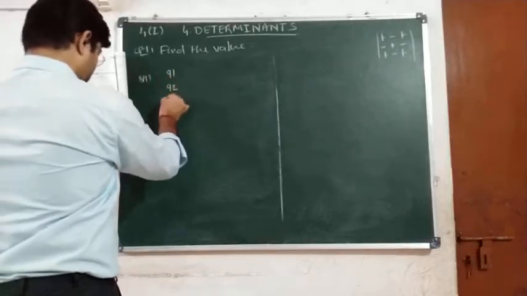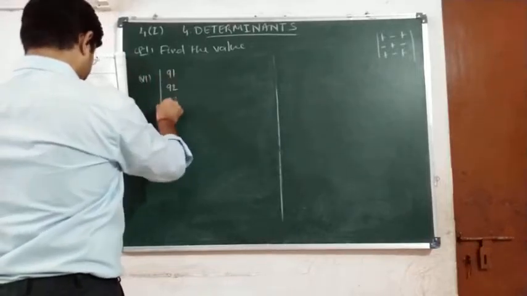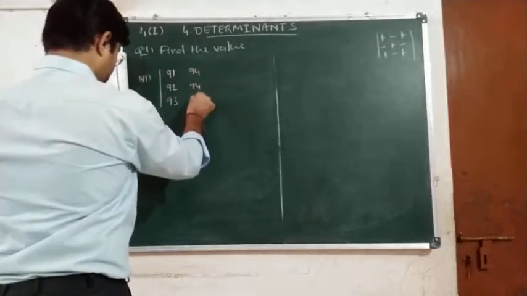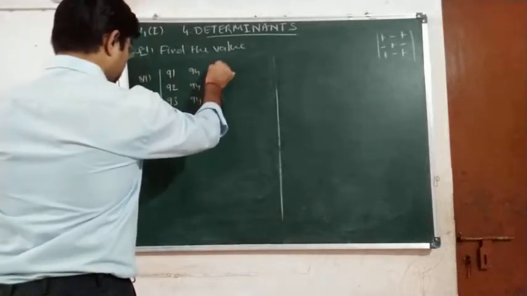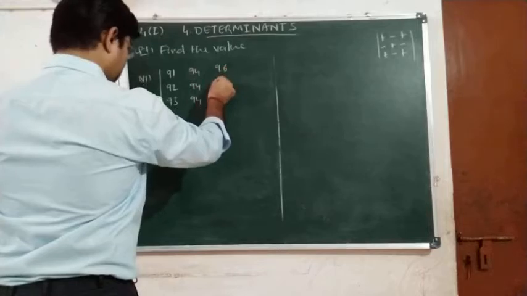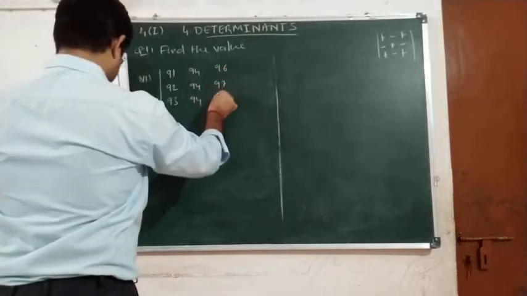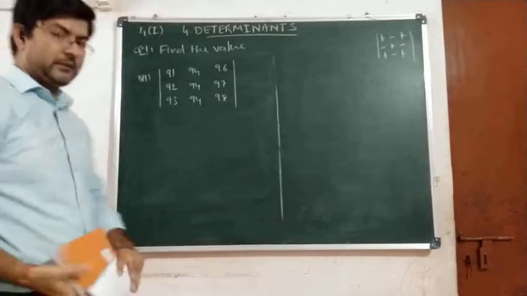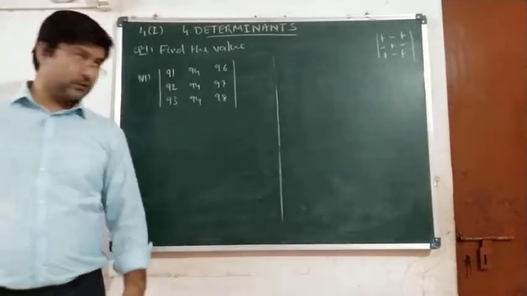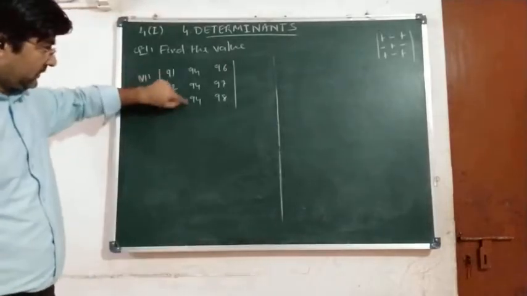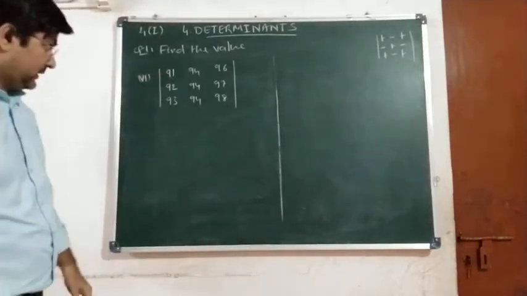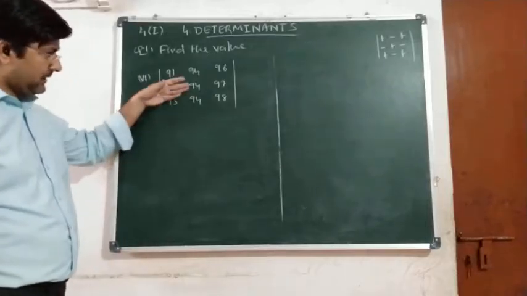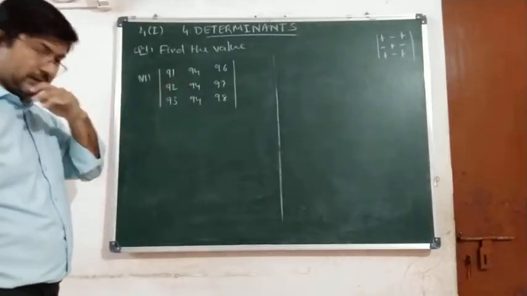91, 92, 93, 94, 94, 94, 96, 97, 98. So this is similar to the previous questions. You notice that the second column contains all 94. Yes or no? So as we have done in the previous question, R3 minus R2 and R2 minus R1.